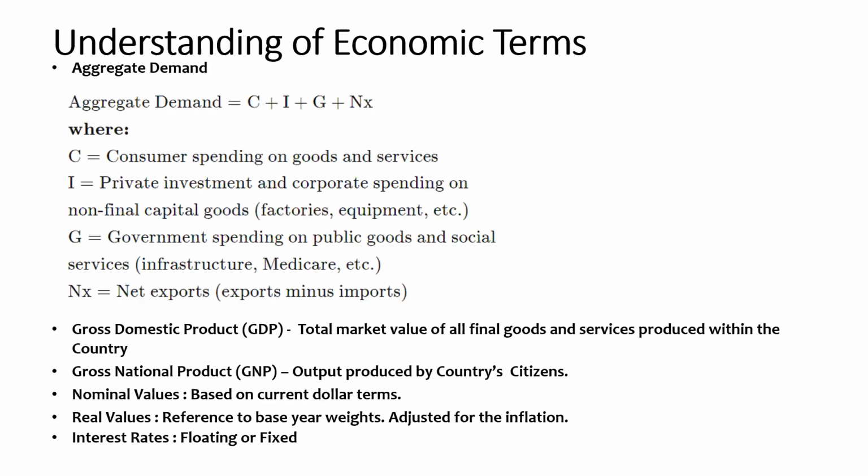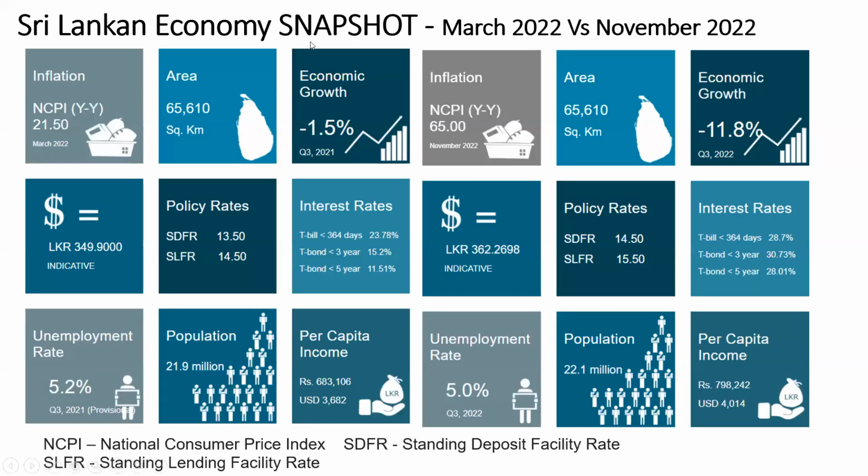And before I start my lecture, I showed you some snapshot. Now here you can see the inflation, economic growth, policy rate. These are unemployment rate, per capita income. Those are here, per capita income. GDP is not here. I will show you later the GDP and other tables as well. Now these are some main economic indicators they think reflect the Sri Lankan economy as a snapshot.